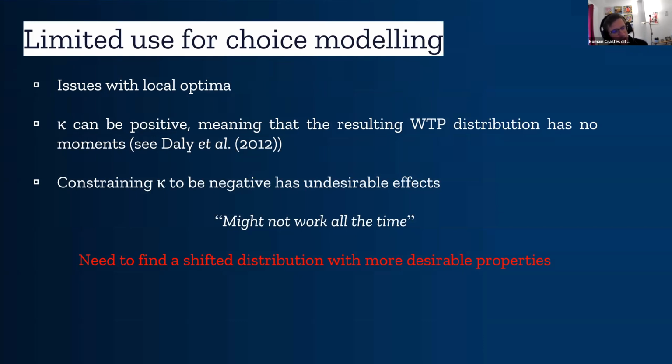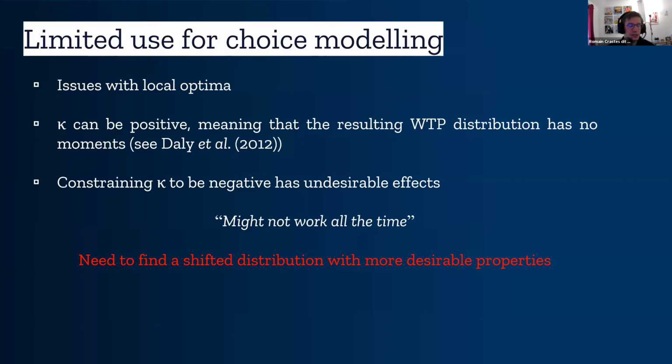The real issue is that the new parameter kappa can be positive. It can be either positive or negative, but if it's positive, you have a distribution for the price which spans on both sides of 0. And that means that if you are doing the ratio of your non-monetary parameter and your monetary parameter, the resulting willingness to pay distribution has no moments. It means that you cannot calculate the mean. And that's a problem, because if you want to do policy making, you need mean willingness to pay estimates.